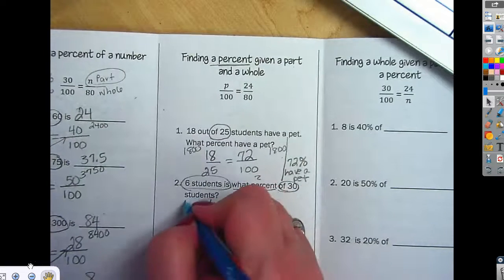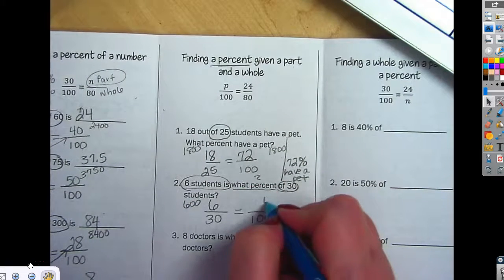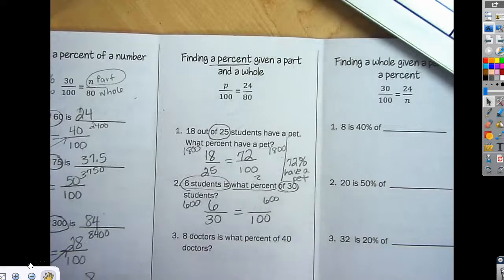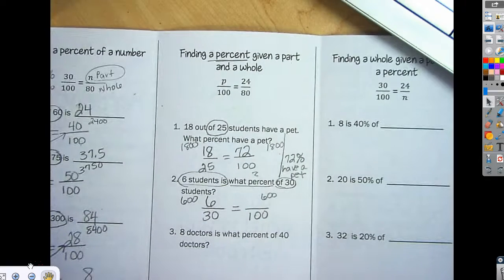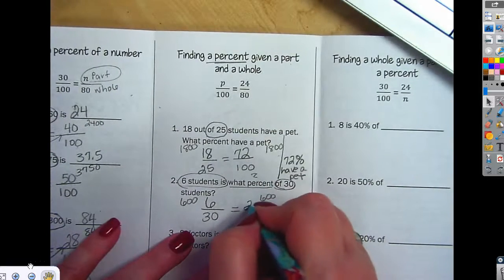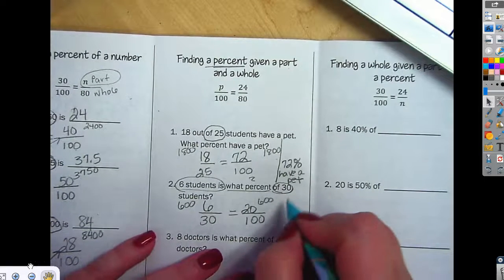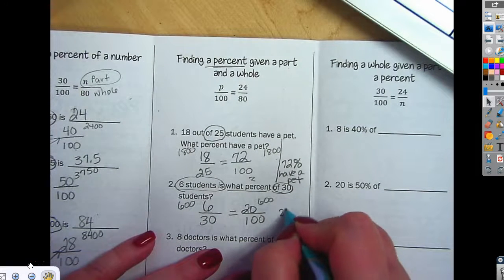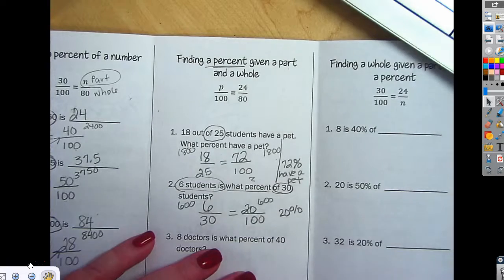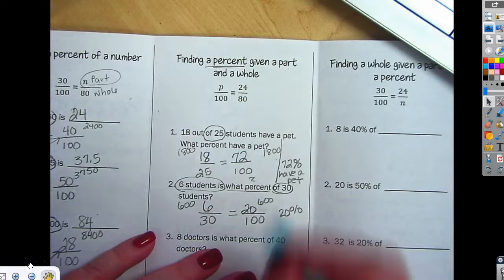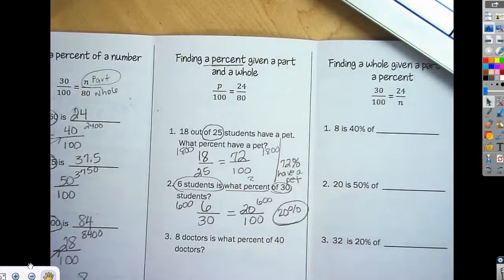100 times 6 is 600. 600 divided by 30 is, what's the percent? I feel like it's going to be 20. It's 20%. So our answer is 20%. That's our answer.